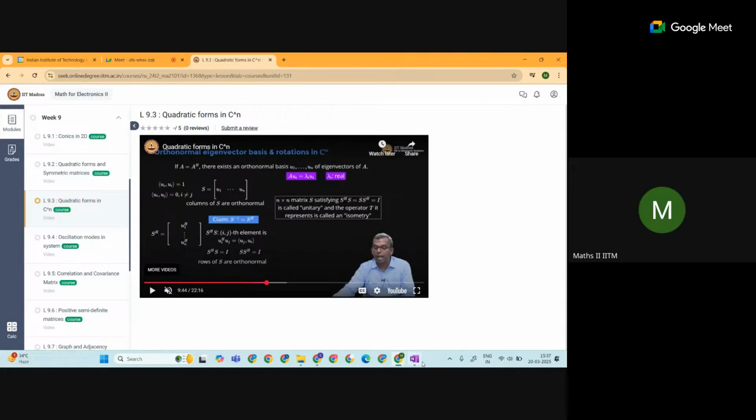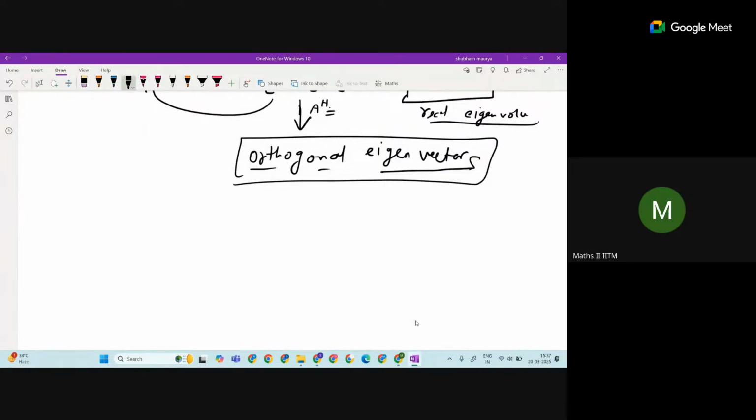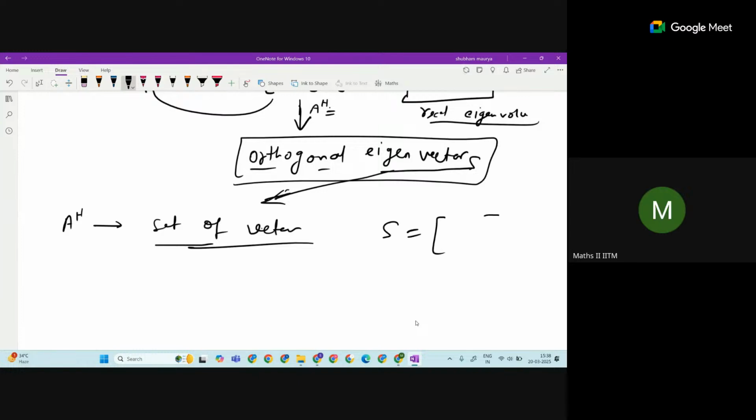Once we got the eigenvectors, we can make a matrix. The professor is saying if our matrix A is Hermitian, then we will get a set of vectors, which is nothing but the set of eigenvectors. Once we got that, we'll form a matrix using the eigenvectors. Let's say we have the eigenvectors u1, u2, up to un. So we'll form a matrix.